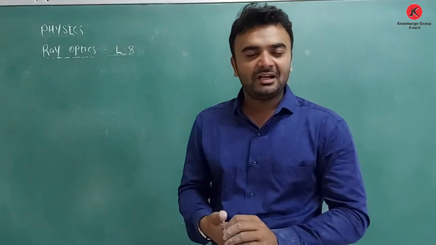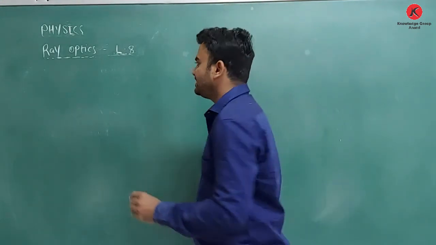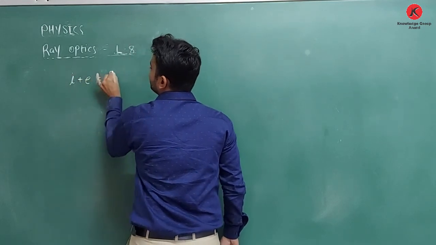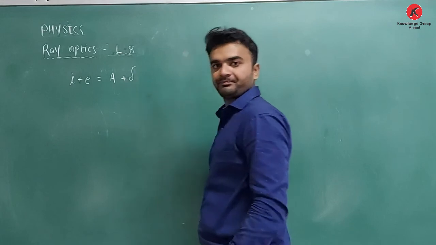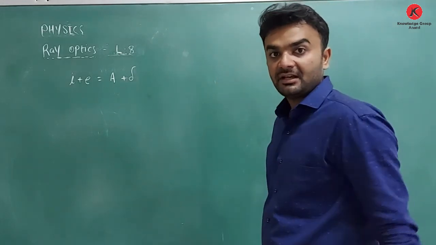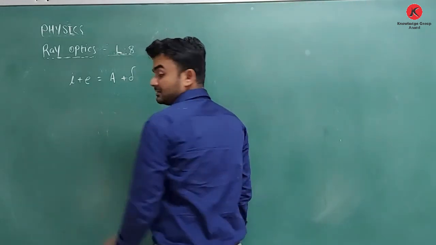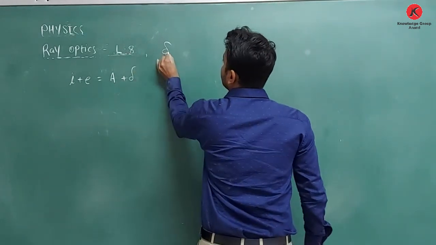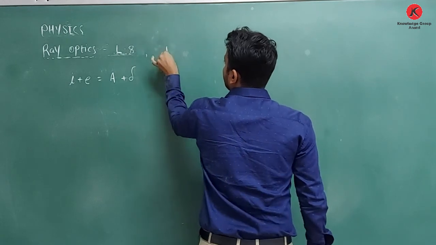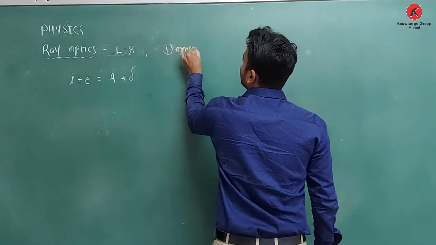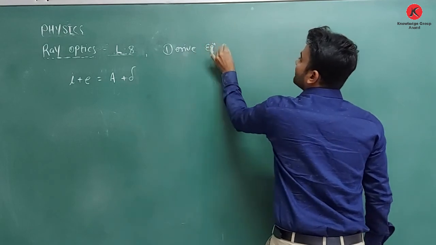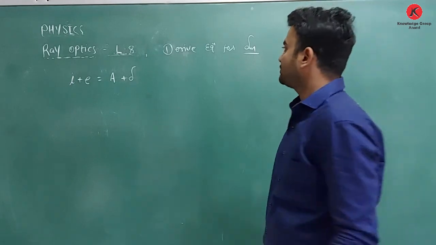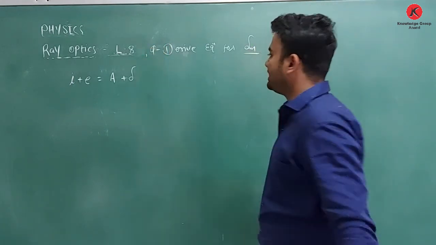Hello everyone. In the last lecture we have seen this equation for a prism: I plus E is equal to A plus delta. Today I am going to derive the equation for delta minimum. So today's task is to derive the equation for delta minimum.